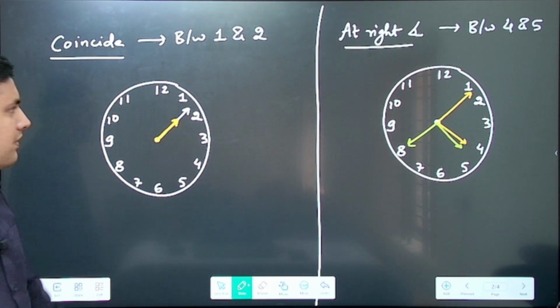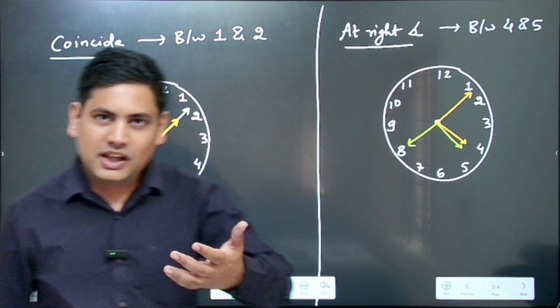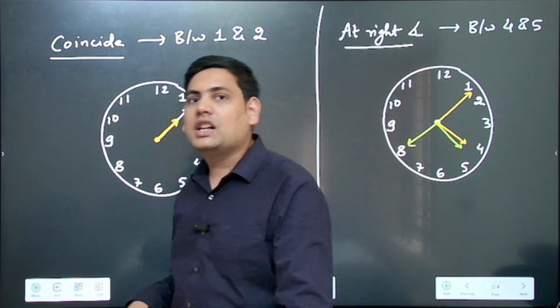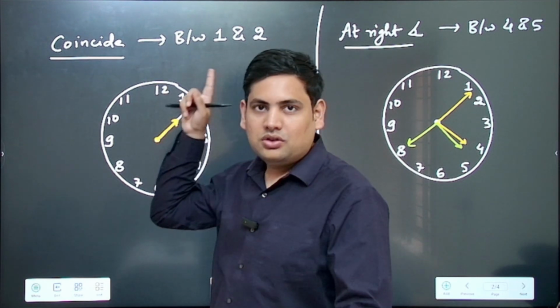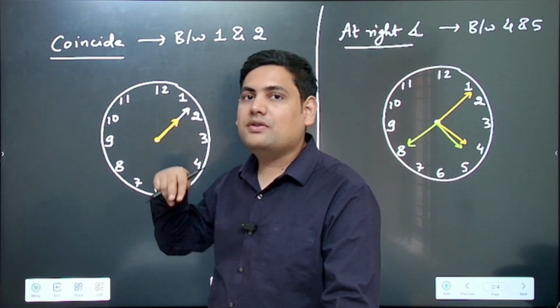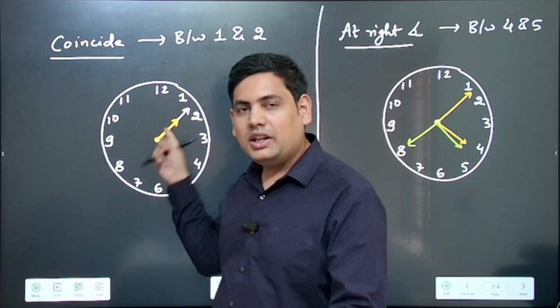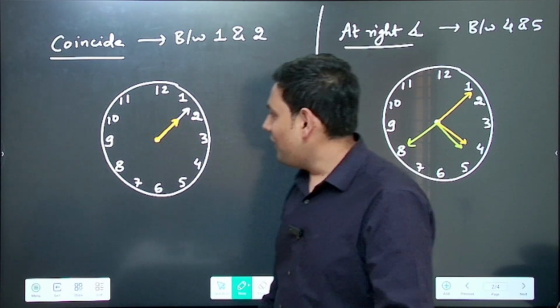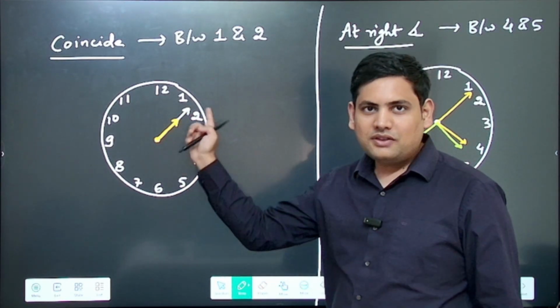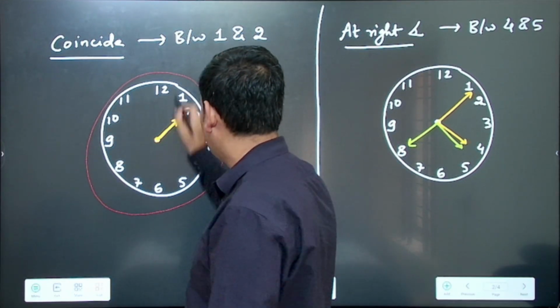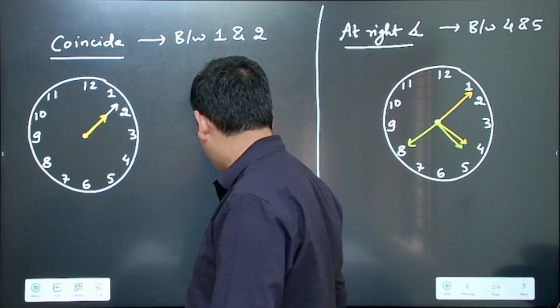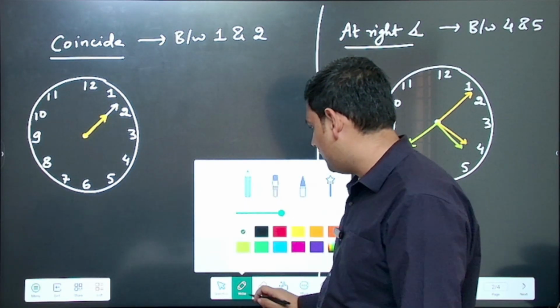First, finding out coincide. This is very easy to solve using that formula. Tell me the exact time between 1 p.m. and 2 p.m. when the hour hand and minute hand coincide. It will be somewhere between 1 and 2, so I have drawn it like this. Now let's try to find out the value.